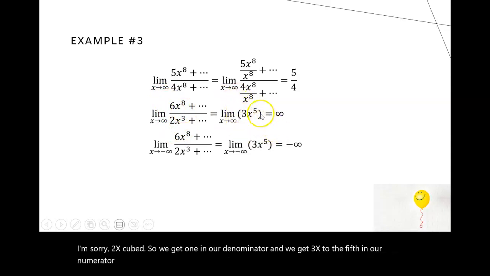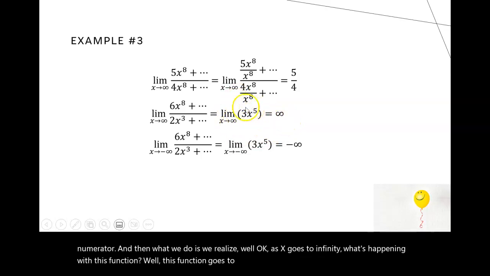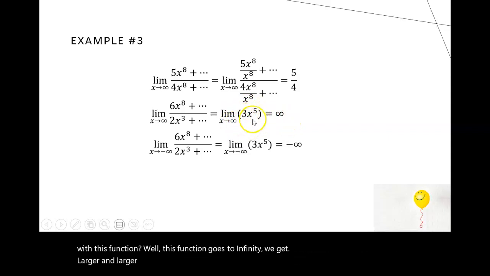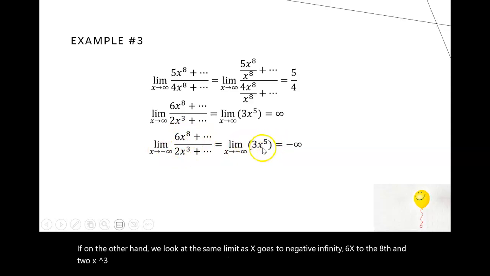So we get 1 in our denominator, and we get 3x to the 5th in our numerator. And then we realize, okay, as x goes to infinity, what's happening with this function? Well, this function goes to infinity. We get larger and larger y values when we plug in larger and larger x values. If, on the other hand, we look at the same limit as x goes to negative infinity, 6x to the 8th and 2x cubed, we get the same 3x to the 5th.